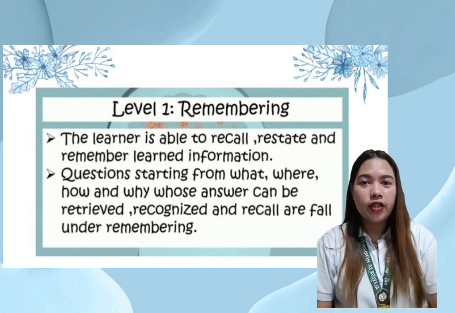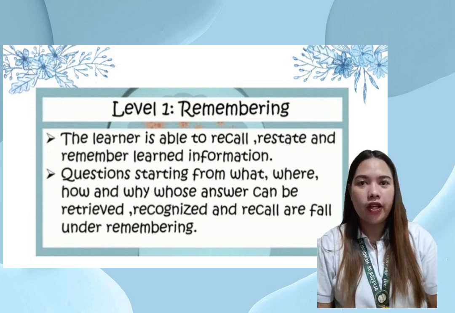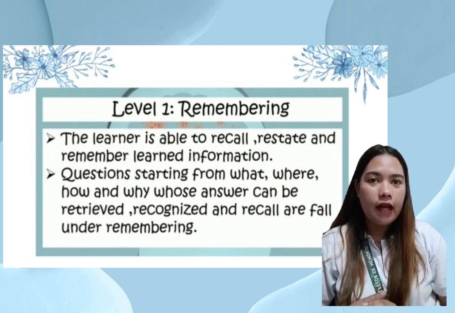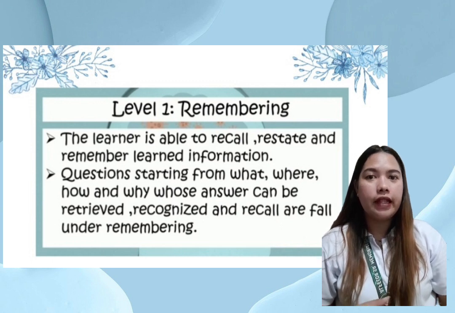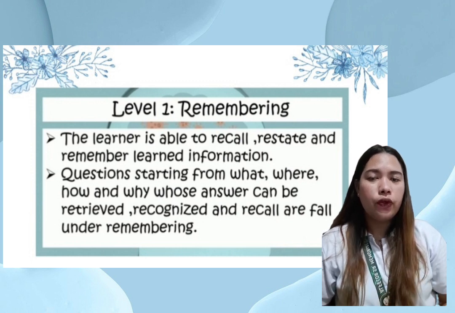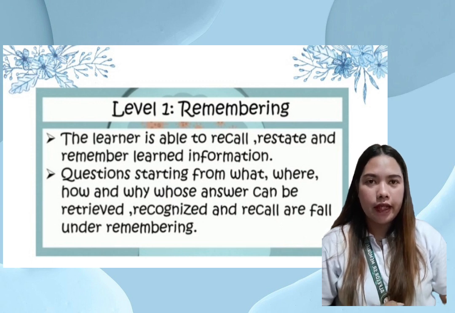And now, let's move on to the 6 levels of the revised taxonomy. Level 1, remembering. The learner is able to recall, restate, and remember learned information. Questions starting with what, where, how, and why, whose answers can be retrieved, recognized, and recalled, fall under remembering. So the first level is remembering, where students recall and go back to what they have learned. Most answers to the questions where, how, why, and what fall under remembering.